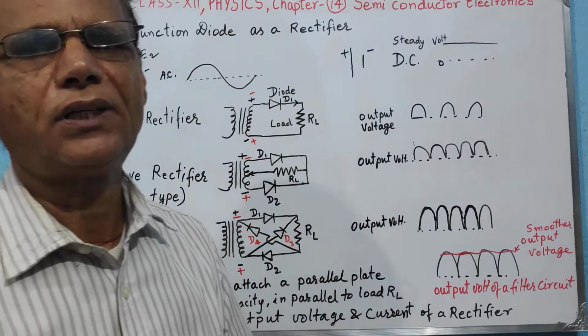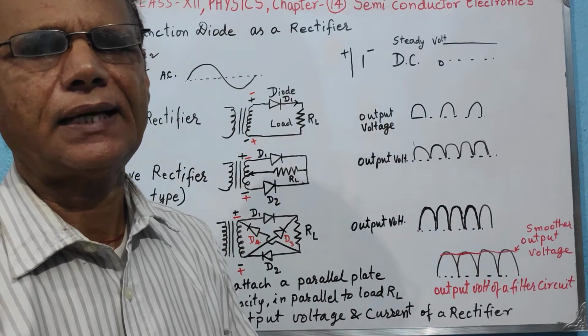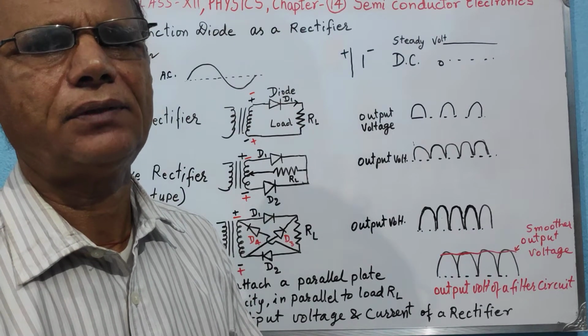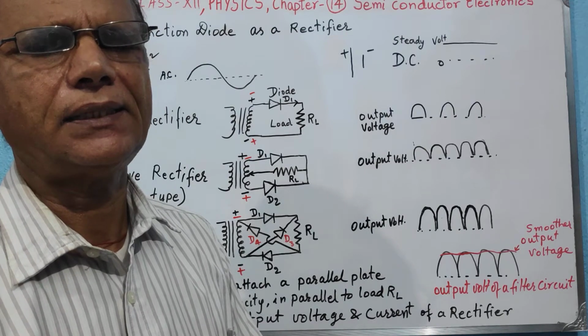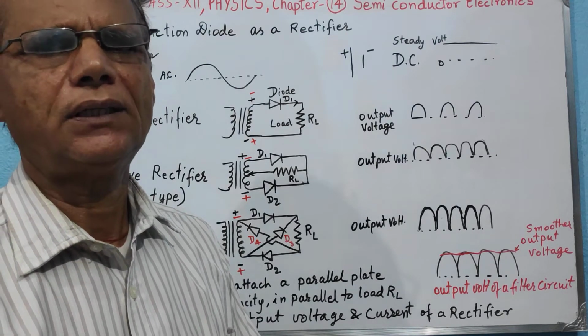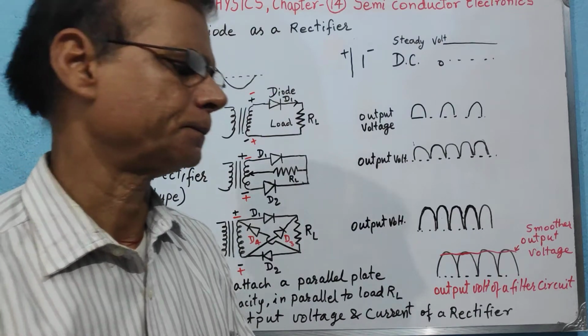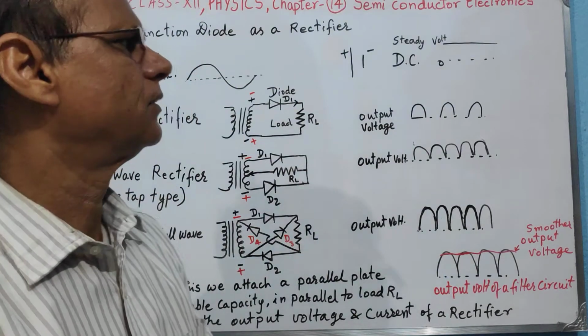Dear students, today we are going to talk about the PN junction diode acting as a rectifier. What is a rectifier? We need to understand that, and before we talk about rectifiers and the variety of rectifiers, we will recall what AC and DC are, meaning alternating current and direct current.